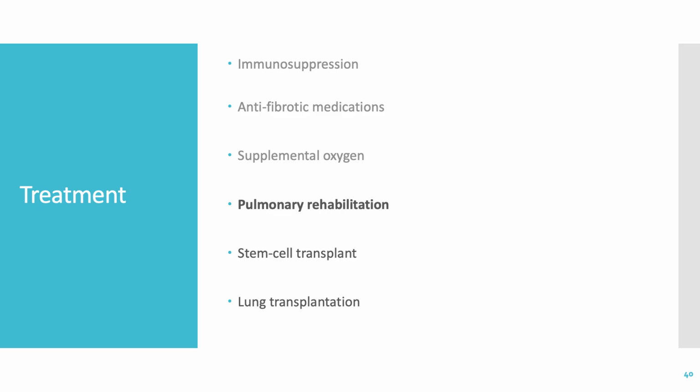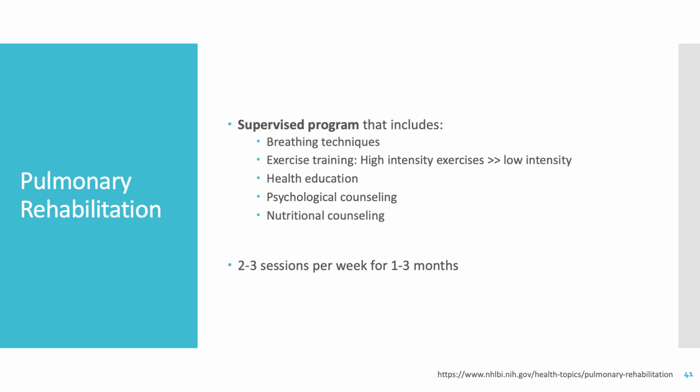The next thing that is really important to talk about is pulmonary rehabilitation. So pulmonary rehab is essentially physical therapy for your lungs. It's a supervised exercise program that includes specific breathing techniques, exercise training that is really focused on high intensity exercise as opposed to low intensity. So things that are getting your heart rate up and sustaining that heart rate response throughout the duration of the activity is really what we want to focus on for this type of lung disease.